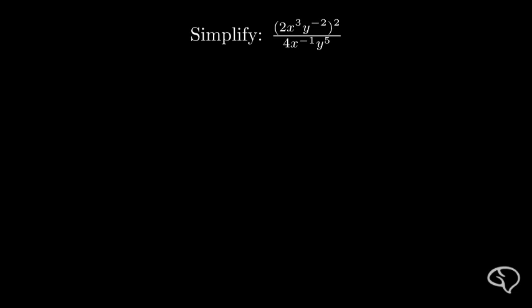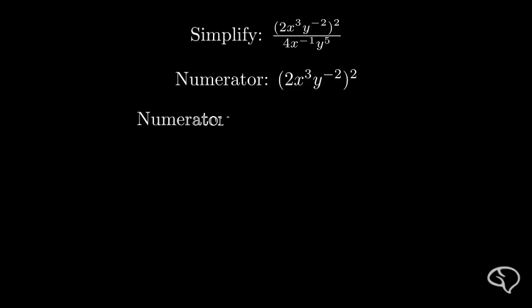First, let's simplify the numerator. We have 2x cubed y to the power of negative 2 squared. We use the power of a product rule to distribute the exponent 2 to each term inside the parentheses. This gives us 2 squared times x cubed squared times y to the power of negative 2 squared.